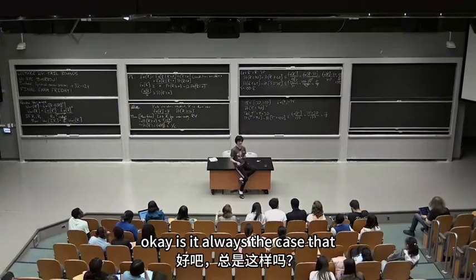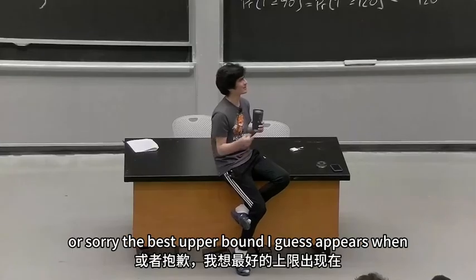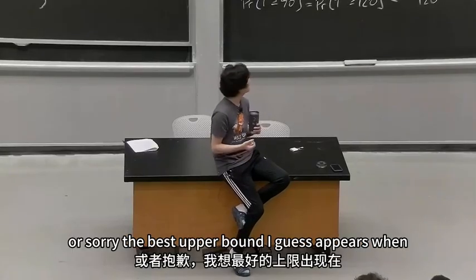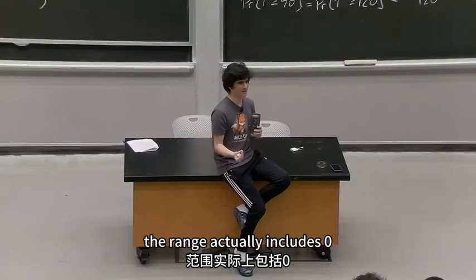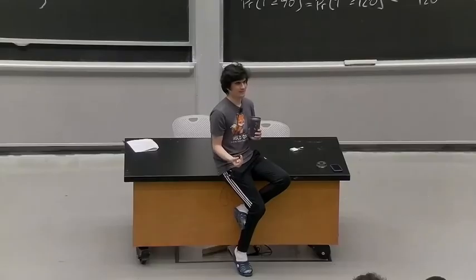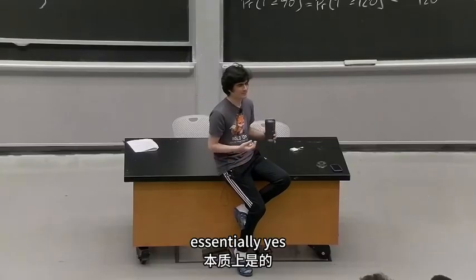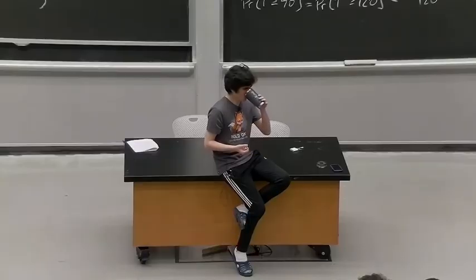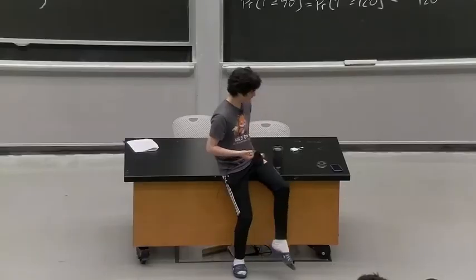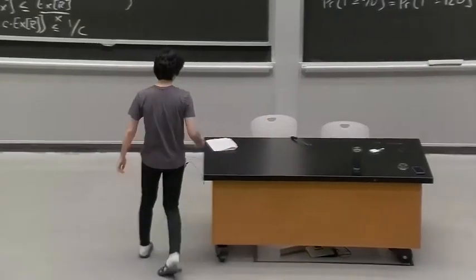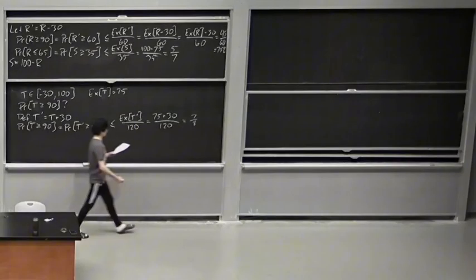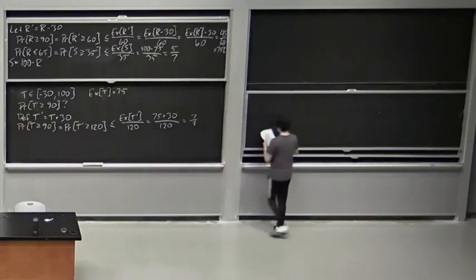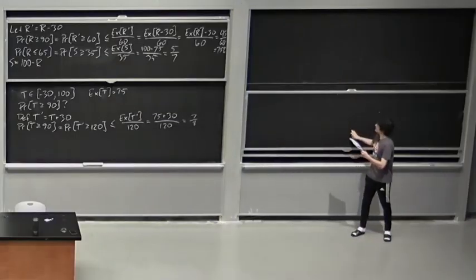Is it always the case that the best upper bound appears when the range actually includes 0? Essentially, yes. As far as correct bounds go, anyway.